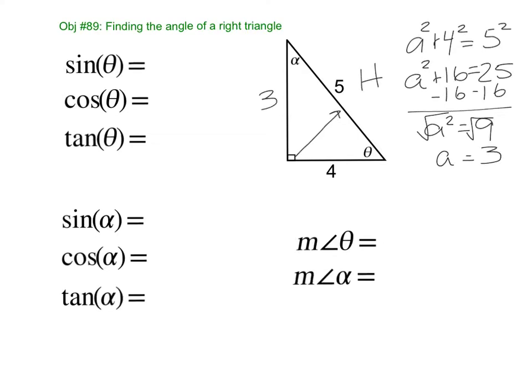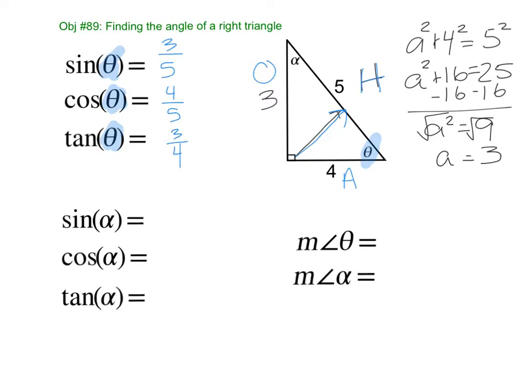Now this one is 2 problems, so I'm going to start with the theta problem, all in blue. I have my hypotenuse, which I already wrote down. 3 is my opposite. 4 is my adjacent. So we have sine is O over H, 3 over 5. Cosine A over H, 4 over 5. And tan opposite over adjacent, 3 over 4.